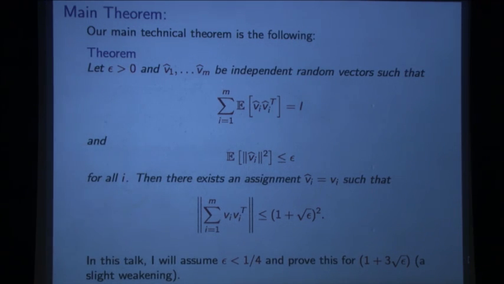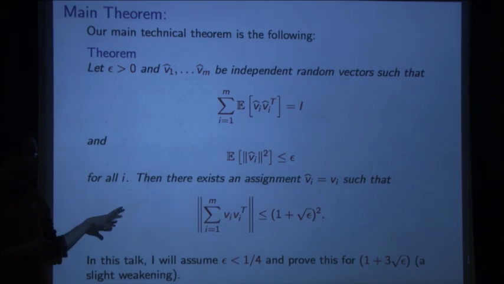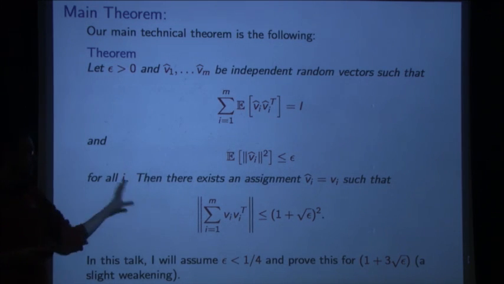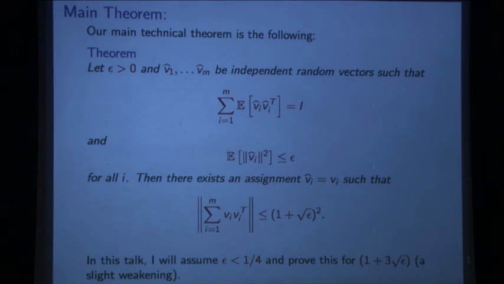And in this talk, I'm going to assume that epsilon is less than 1/4 and prove it for 1 plus 3 square roots of epsilon, which is a slight weakening, but it makes all of the constants easier to deal with. So do you want the norm to be lower bounded by 1 minus root epsilon?